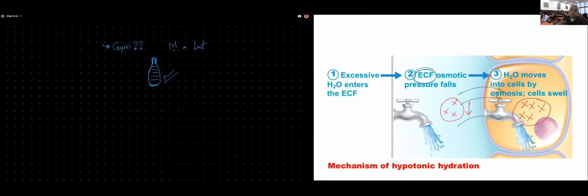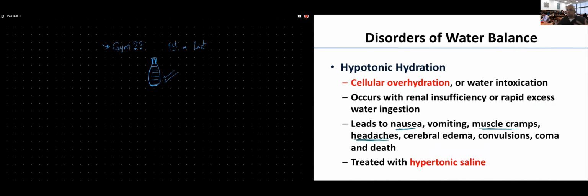So the mucosal lining of the gastrointestinal tract is going to be swelling. So I will have nausea, in some cases vomiting. My muscle cells are going to be swelling. I have muscle cramps. Other than the regular muscle fatigue, I also develop muscle cramps. Brain cells and meningeal cells, the membranes around the brain, are gonna be swelling, so I develop headaches.